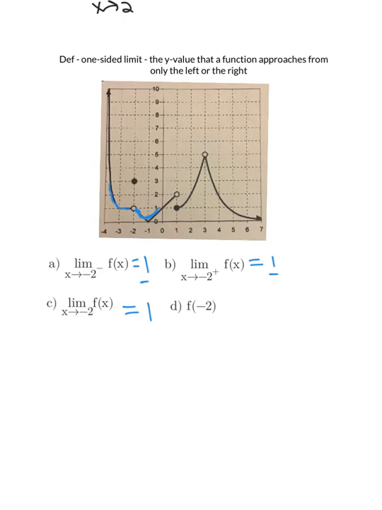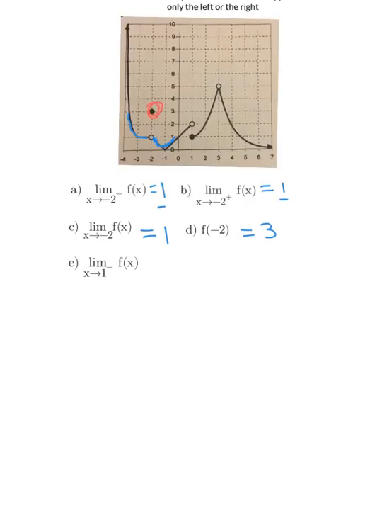When you look at D, the question just says f of -2. That means what is the value of the function at -2? So you are looking for where is the solid dot at -2. Well, that's happening up here. So the value of the function at -2 is 3. What I want you to take away from this example is that the limit can exist, but it can be different from the value of the function.